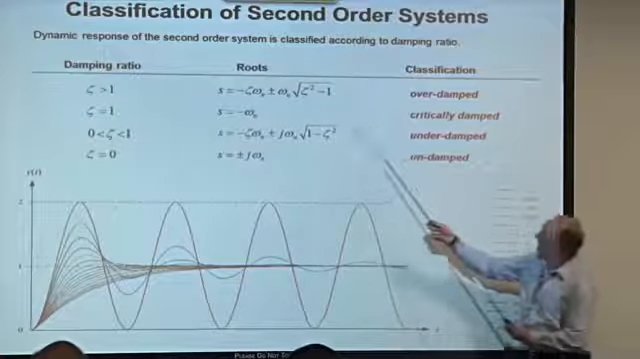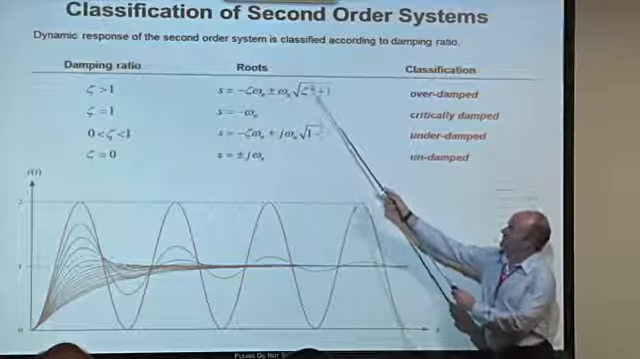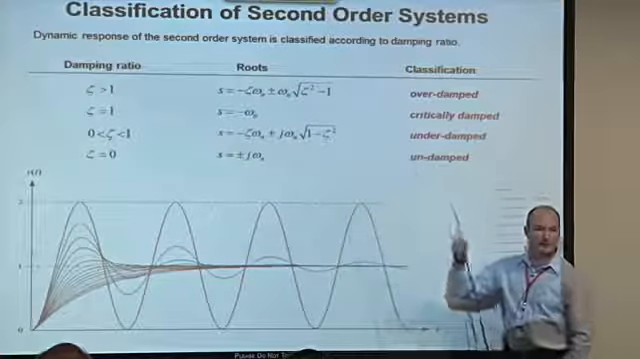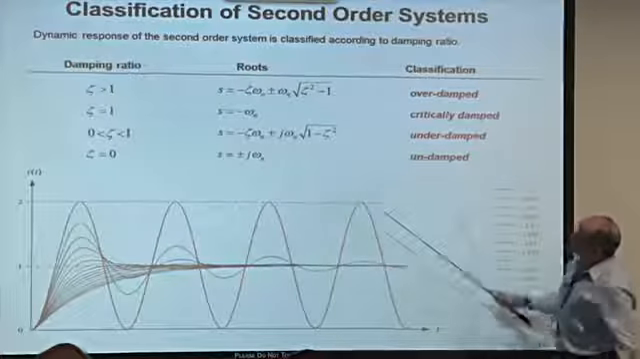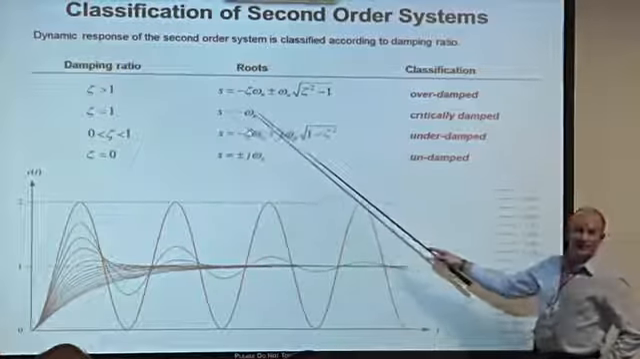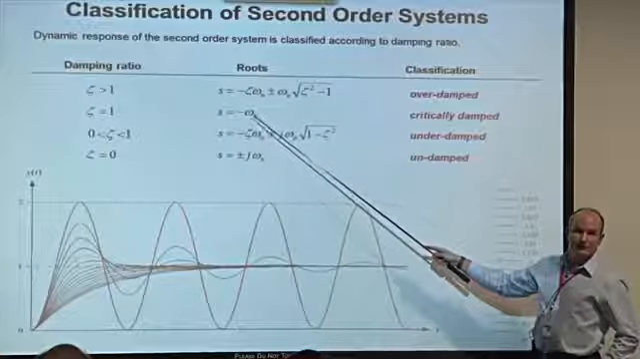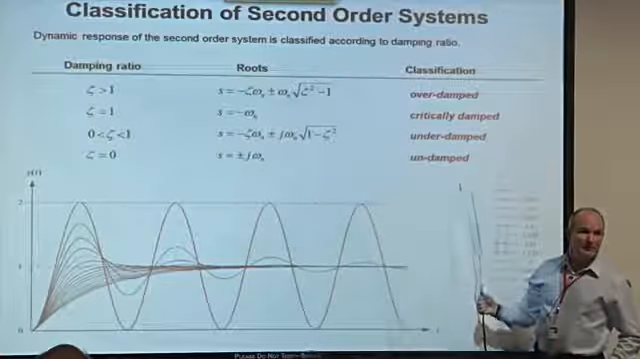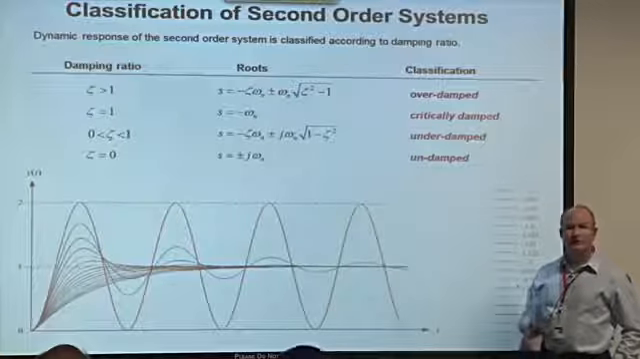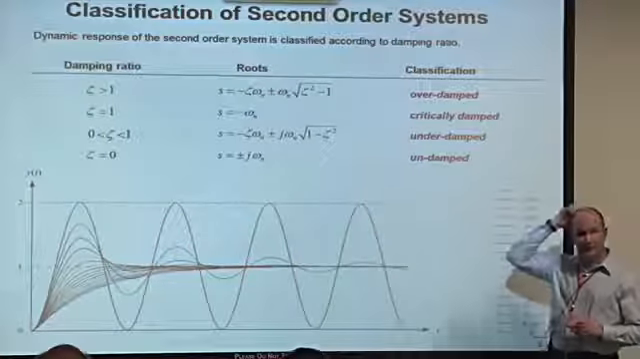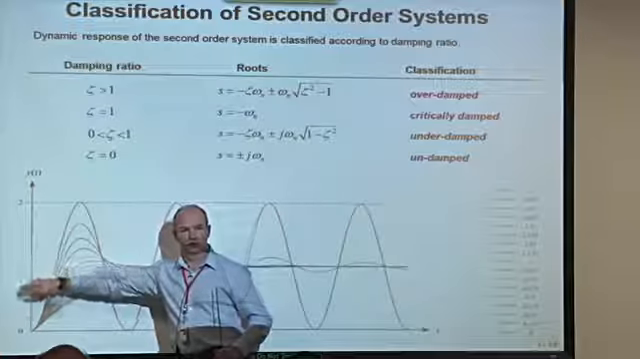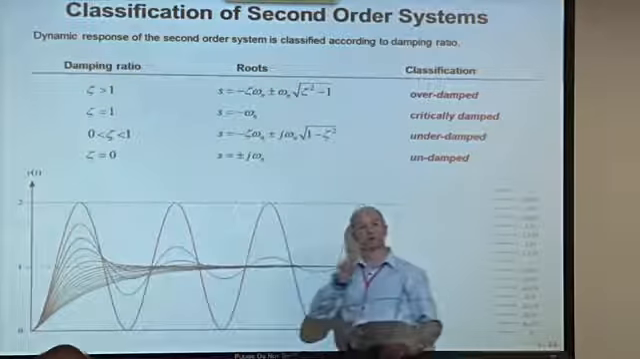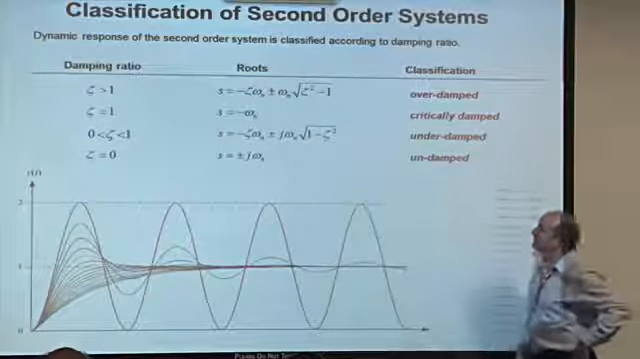Now, when zeta equals 1, this term completely disappears because 1 squared minus 1 is 0. So what you end up with is s equals minus omega n. Two roots, but they're both the same. This is what's known as critical damping. It corresponds to the transient response which has the fastest rise time, but never passes beyond the final value. That is the significance of critical damping. It has two real and equal roots.